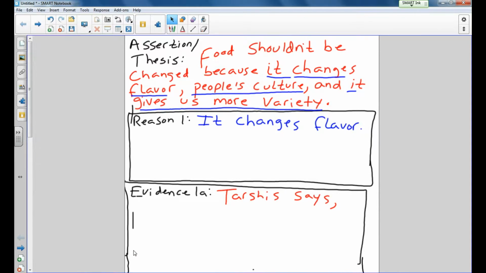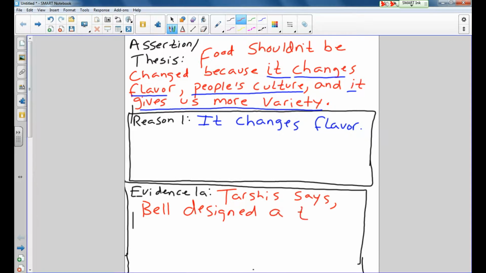So I'm going to say Tarshish said, Bell designed a taco sauce that was milder than the original.